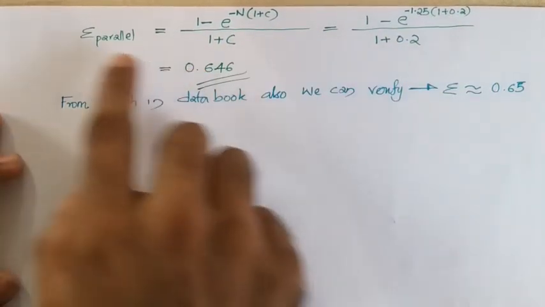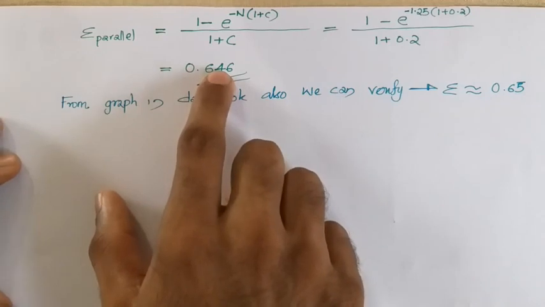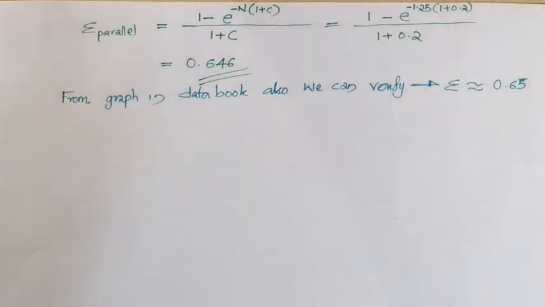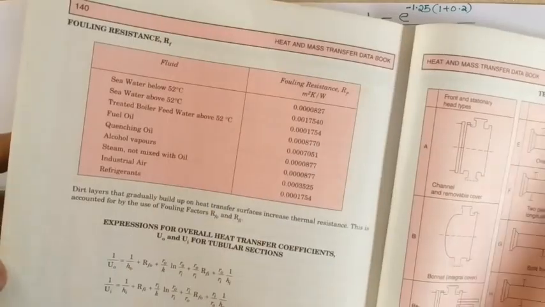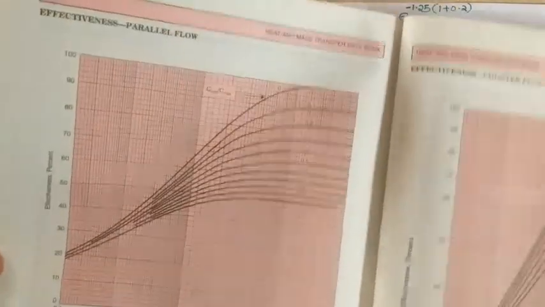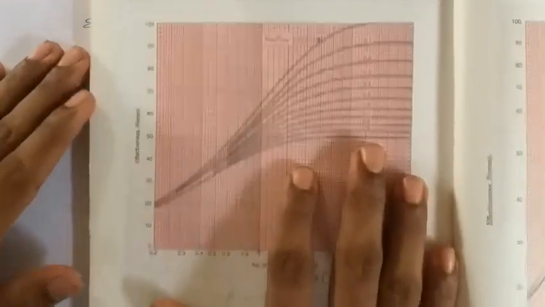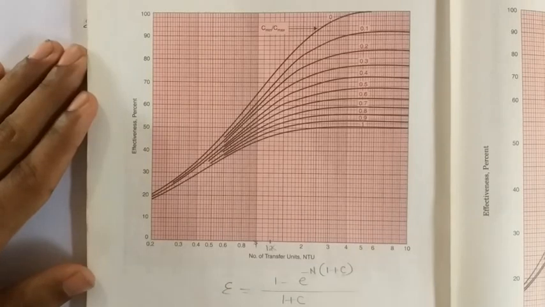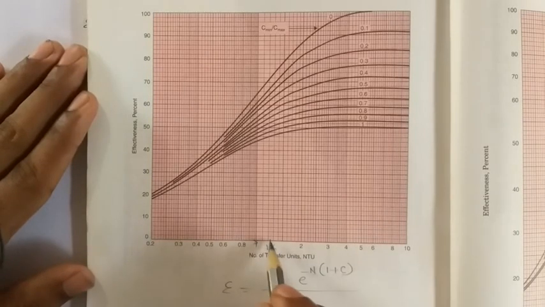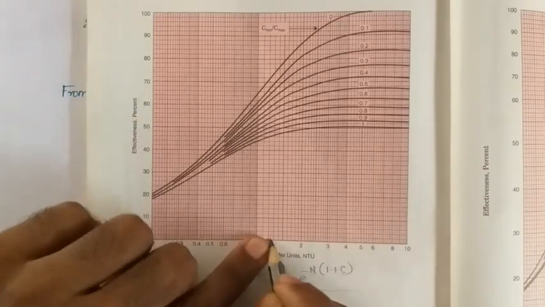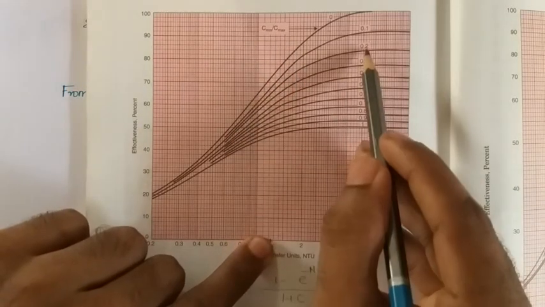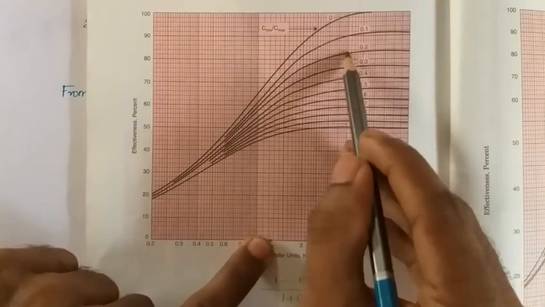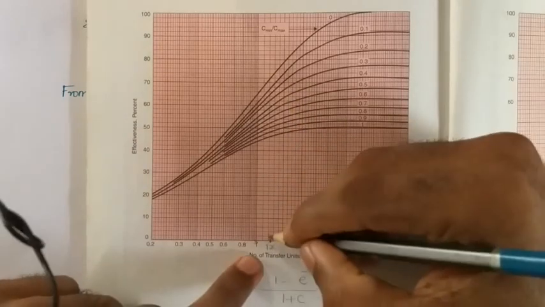Then you will be getting the effectiveness of parallel flow as 0.46, which you can verify with the plot or graph given in the data book also, where the plot of effectiveness of parallel flow heat exchanger is given. Here the NTU value is 1.25, which will be coming around here, and the ratio of C min by C max is 0.2. So you will be looking at the 0.2 curve where it is intersecting this line.